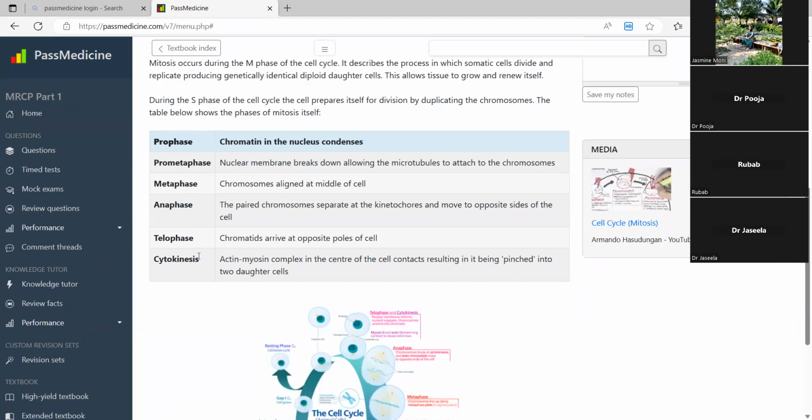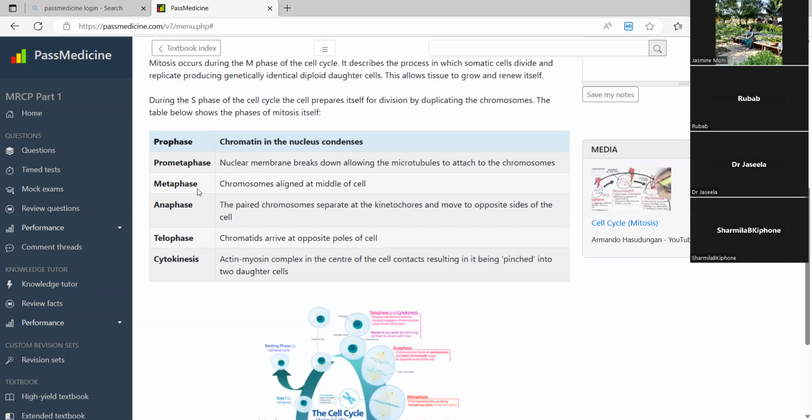This is important, and as I shared in the group, I am preparing some notes with some mnemonics, which I will share eventually. In prophase, chromatin in the nucleus condenses. In prometaphase, the nuclear membrane breaks down, allowing the microtubules to attach to the chromosomes. In metaphase, chromosomes align at the middle of the cell, and after aligning in the middle, the cell is going to divide. In anaphase, the paired chromosomes separate at the kinetochores.